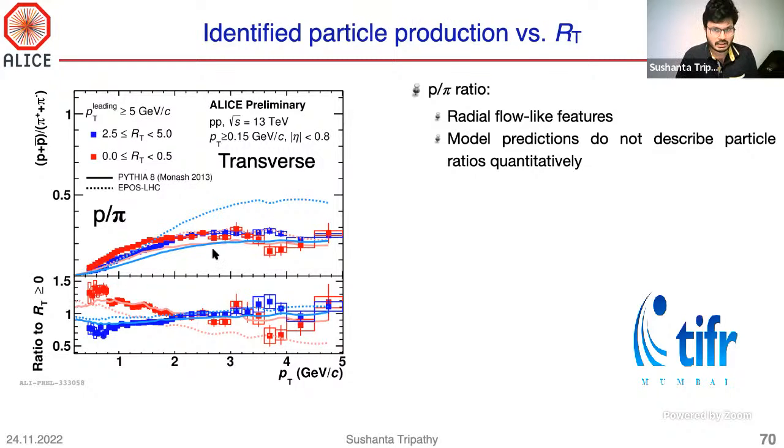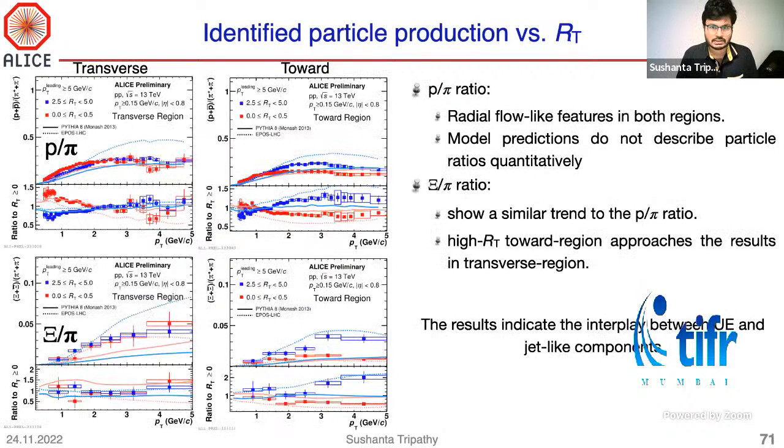So here we see radial flow-like features, and when we look at the xi over pi ratio, we obtain this result for all three topological regions. Here we are highlighting the transverse and toward region. When you look at the xi over pi ratio, this shows a similar trend as we see for the p over pi ratio as well. So this relative transverse activity classifier helps to understand the interplay between the underlying event and the jet-like components.